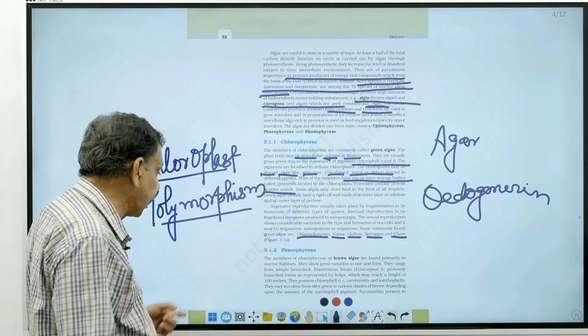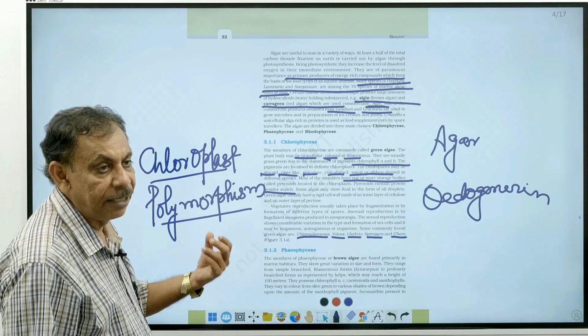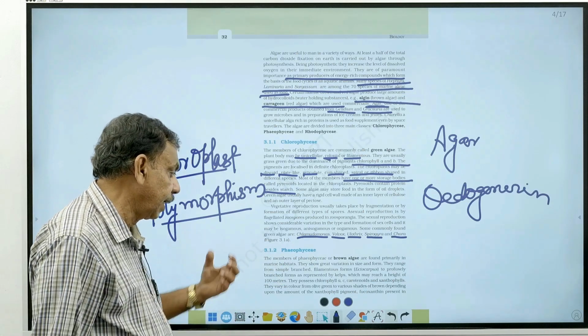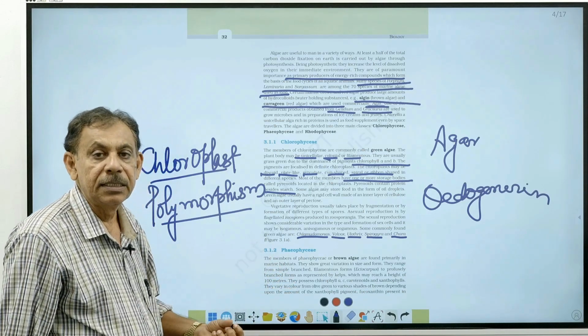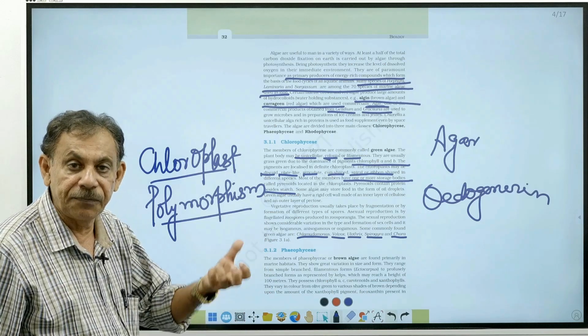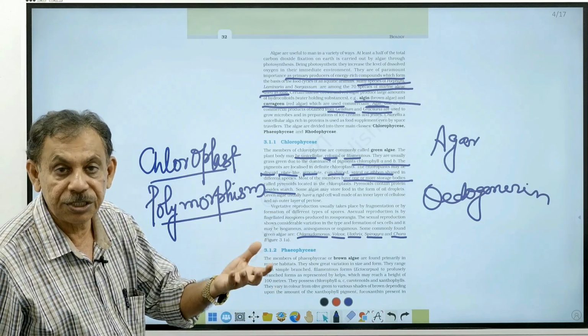Coming to Phaeophyceae. Phaeophyceae is called brown algae. They have the pigments chlorophyll A and chlorophyll C. In addition, they are rich in a xanthophyll derivative called fucoxanthin. If the concentration of fucoxanthin is increased, they become brownish in color.